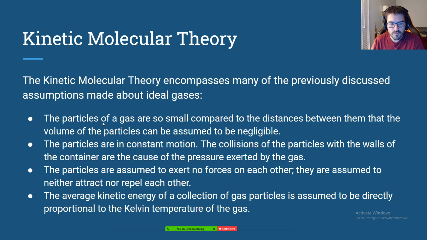Okay, so like the first one, particles of a gas are so small compared to the distances between them that the volume of the particles can be assumed to be negligible. Okay, remember that was one of the things we talked about when you have an assumption for an ideal gas, the volume of the particles we can assume to be 0. Never perfectly true, but for the most part it is mostly true.